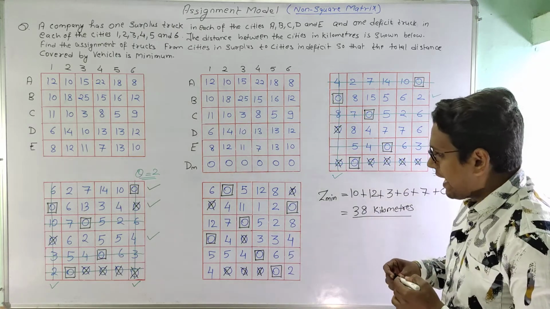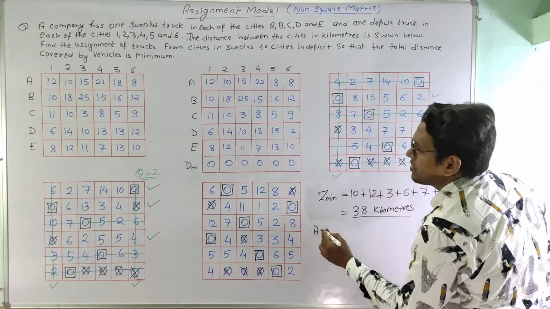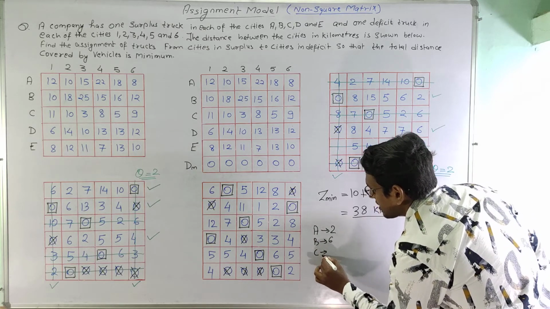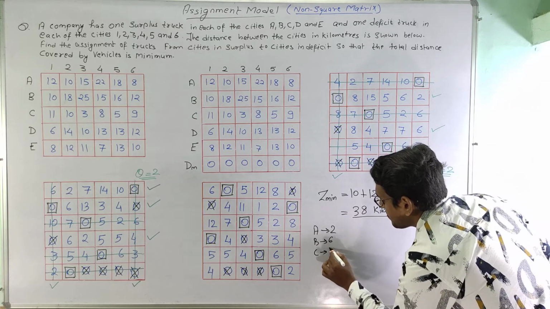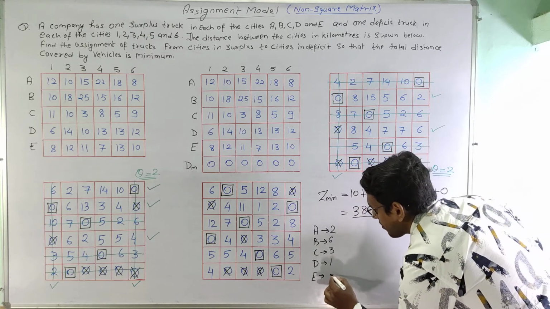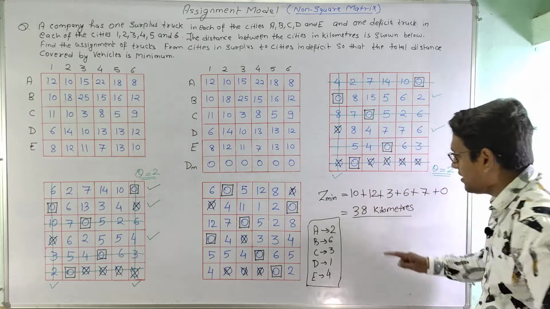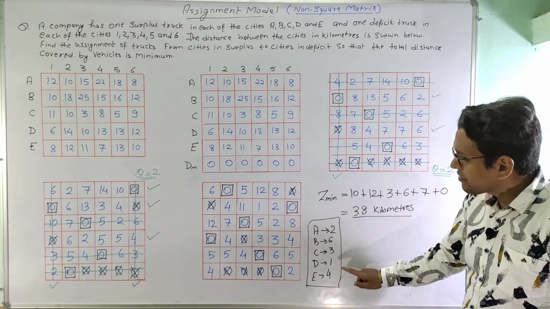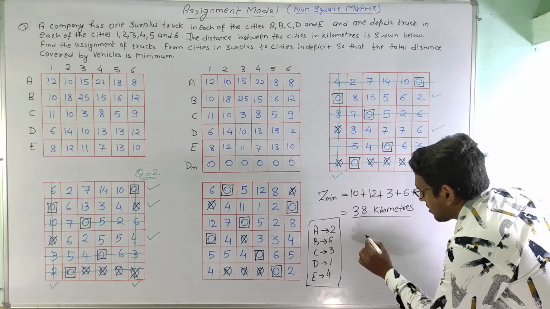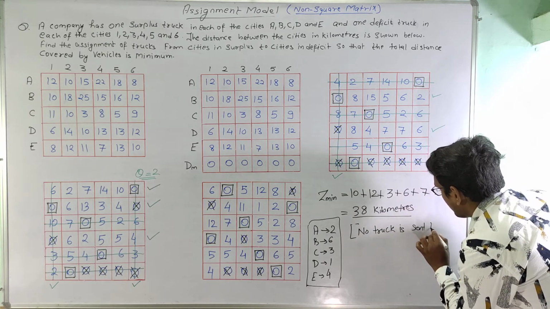This is the minimum value of z, and the optimal assignment can be given as this, which is equal to: A has been assigned to city 2, B has been assigned to city 6, C has been assigned to city 3, D has been assigned to city 1, E has been assigned to city 4. So this is the optimal assignment, which gives the minimum value of z equal to 38 kilometers, and after assigning this we find out that there is no truck that has been sent to city 5. So we can also conclude that no truck is sent to city 5.